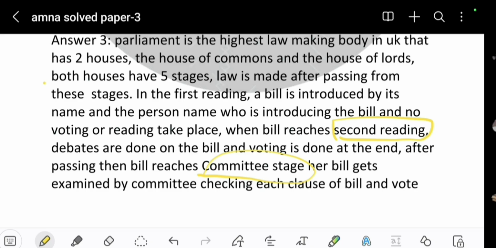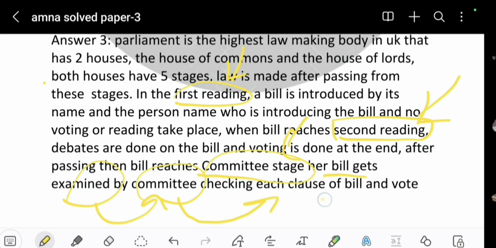As you can see, I am not skipping the details of the stages. I have included the stages, but I am also including the details of what happens when a bill reaches these stages. You also have to include these the same way I have included them in this answer. So when the bill reaches the committee stage, it gets examined by the committee, where the committee checks each clause of the bill and votes on it.